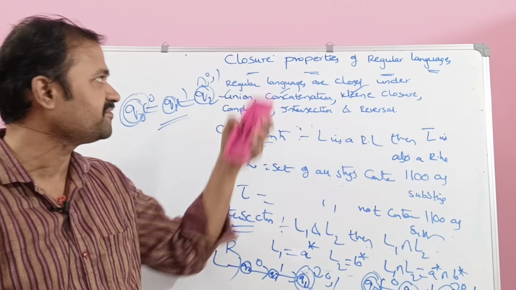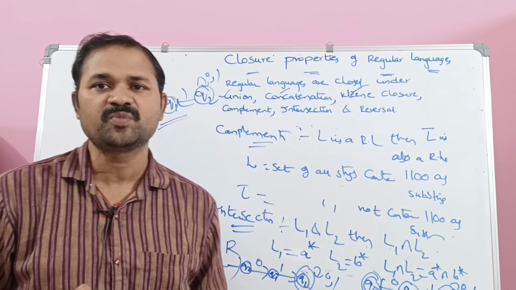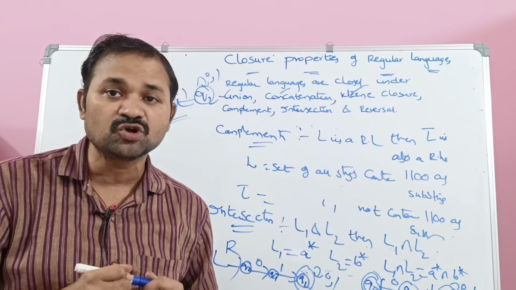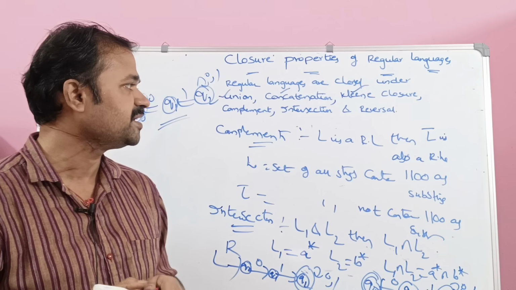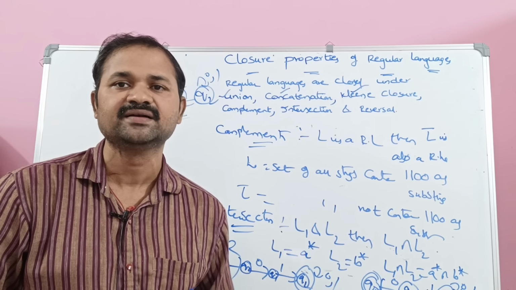So regular languages are closed under the union property, concatenation property, Kleene closure property, next complement property, intersection property and reversal property.